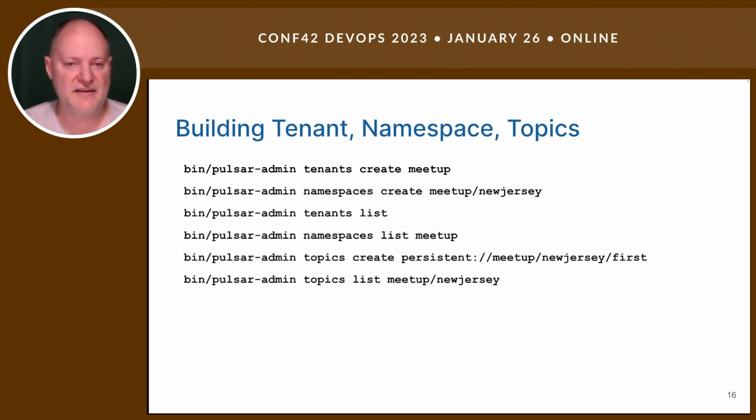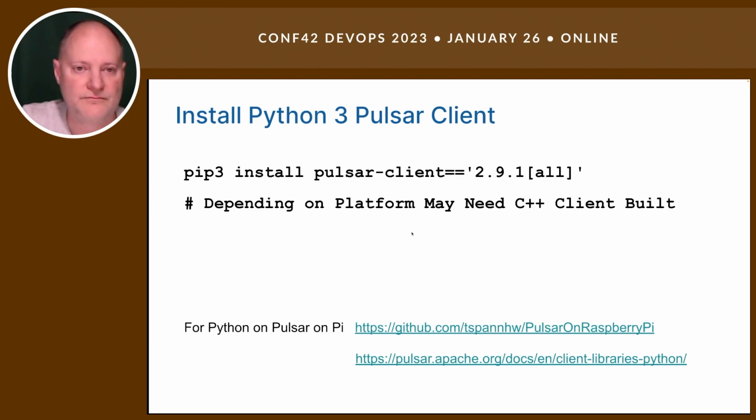Then I've got the tenant. You can have as many tenants as you want. Then the namespace underneath there. Then a topic. You could have millions of topics if you want. Here I can list them. Obviously, this can be done through the REST endpoint, and this can be automated with any tool that you like using. Now, if I'm going to do anything with Python, install the Python Pulsar client.